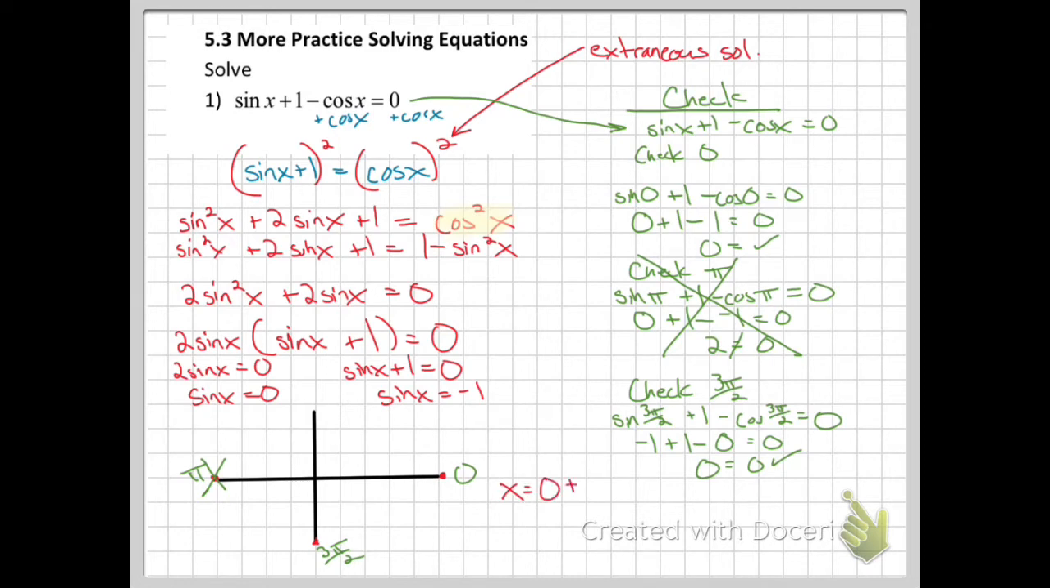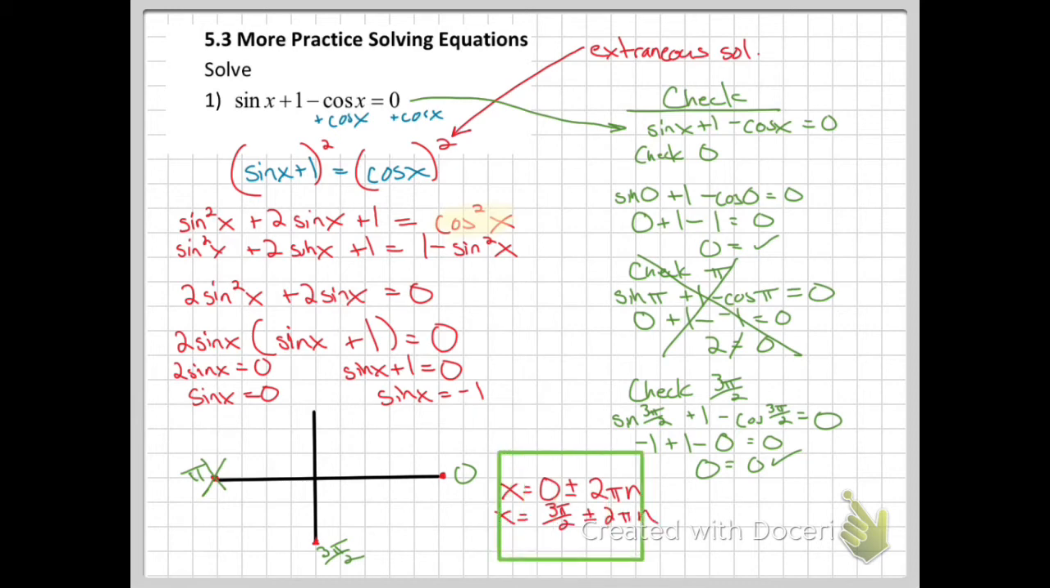You will have to write each one with all of the coterminal angles, right? Plus or minus 2 pi n. And then the second one, 3 pi over 2 plus or minus 2 pi n.